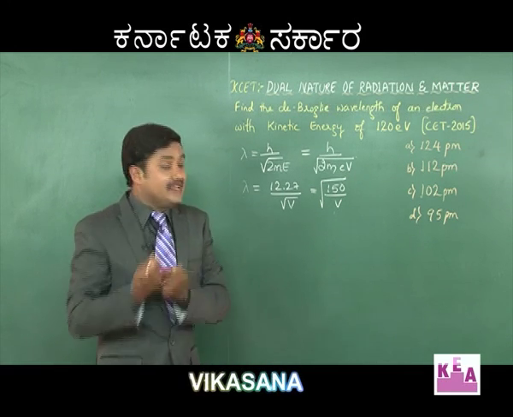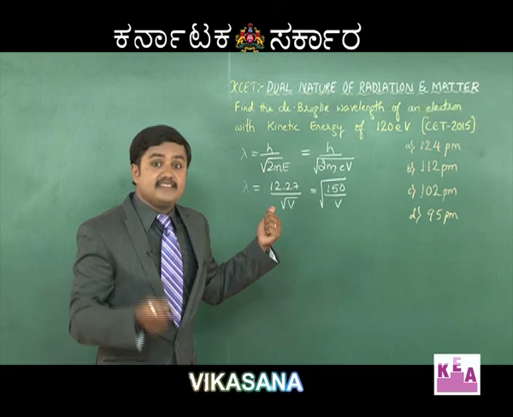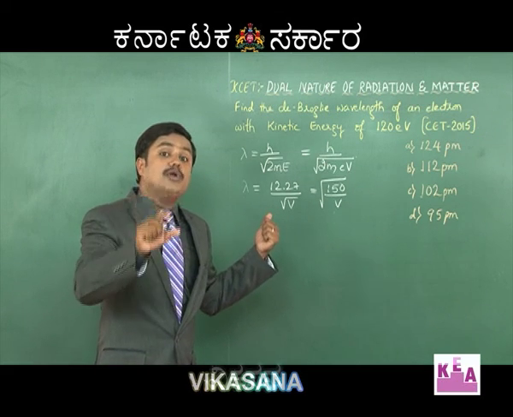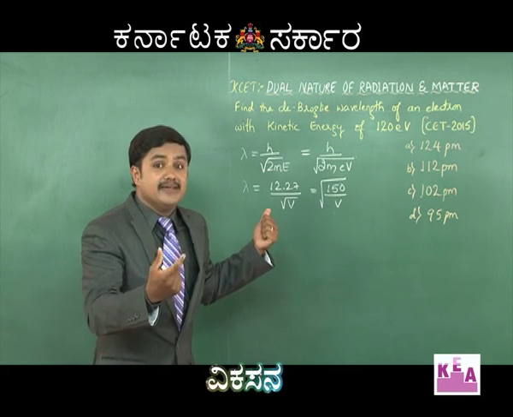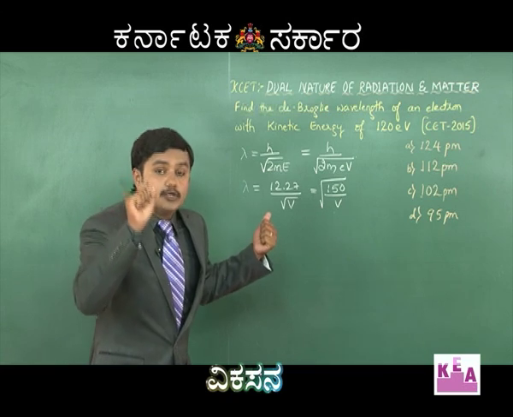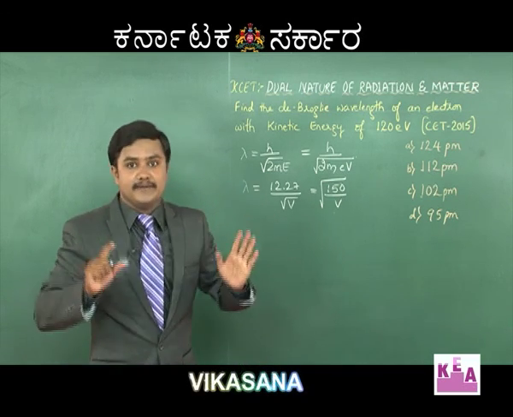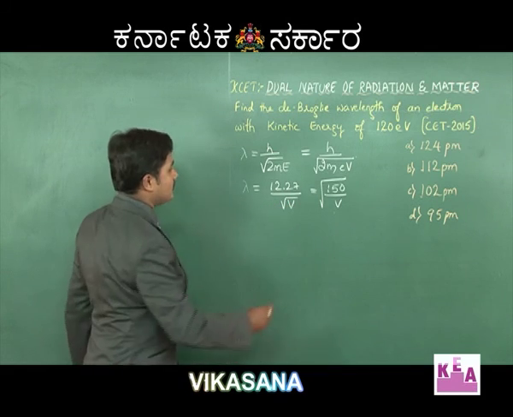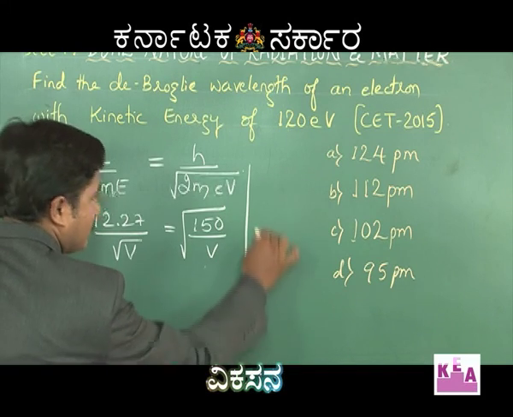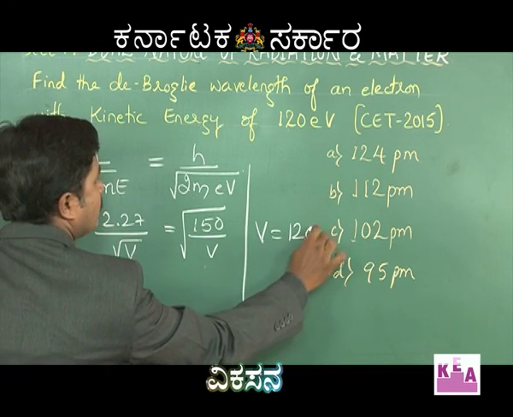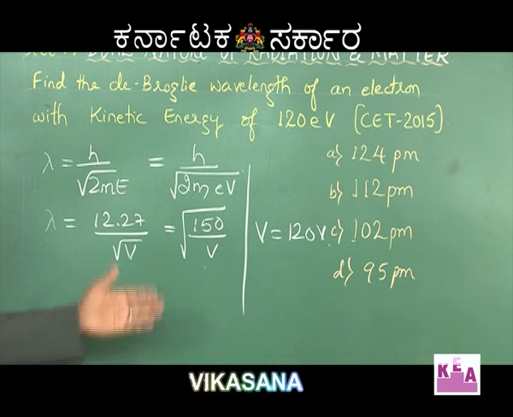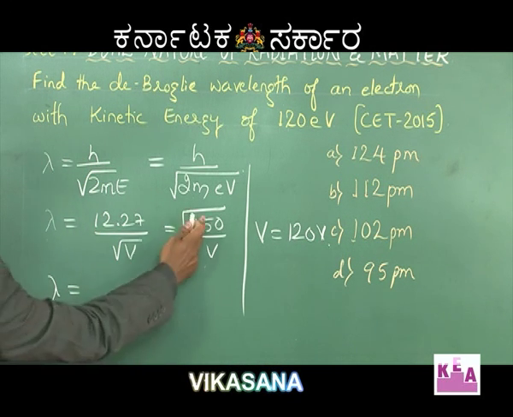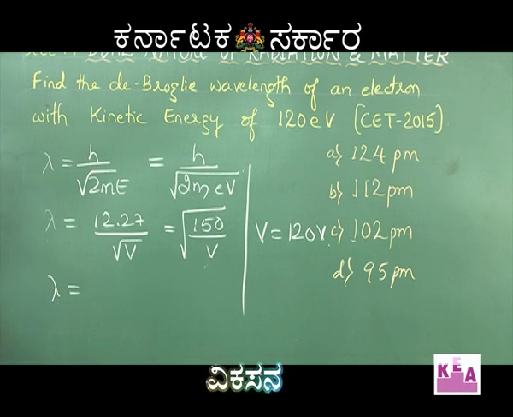Then what do you get from the given question? It says that the energy of the electron is 120 electron volt. What does it mean? The electron is accelerated through a potential of 120. Now 120 is your potential given to the electron. So what I can directly get from the question is the value of V is 120 volt. So now I will substitute in my formula. Lambda is equal to, either you go for root of 150 by 120 or 12.27 by root 120.